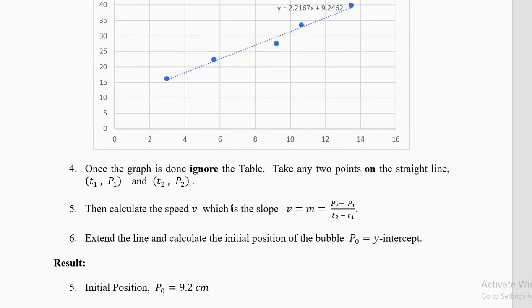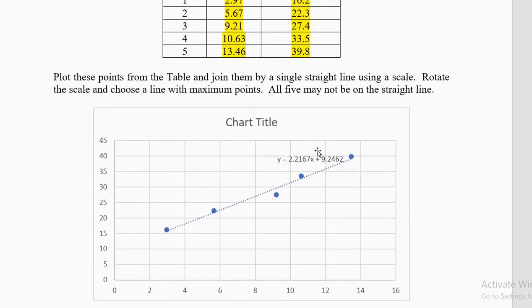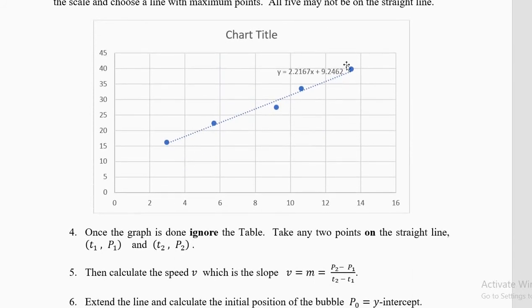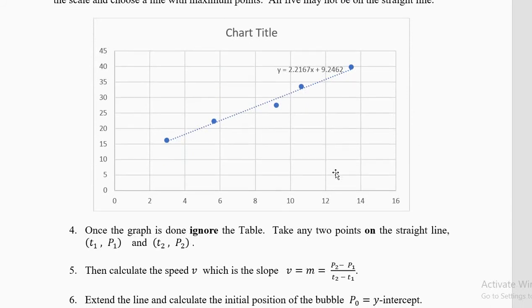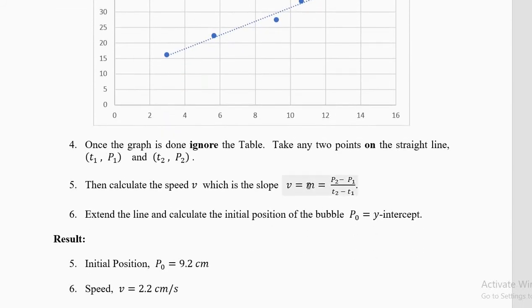Now again take 2 points which look good to you on the straight line. Once you put the 5 points, don't look at the table. When you draw the line, do not look at these points. Look for two new points which are easy for you. So look for two easy points and calculate the slope, which corresponds to the speed in this graph.